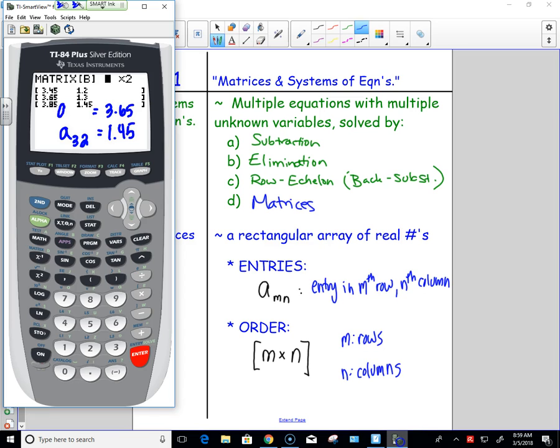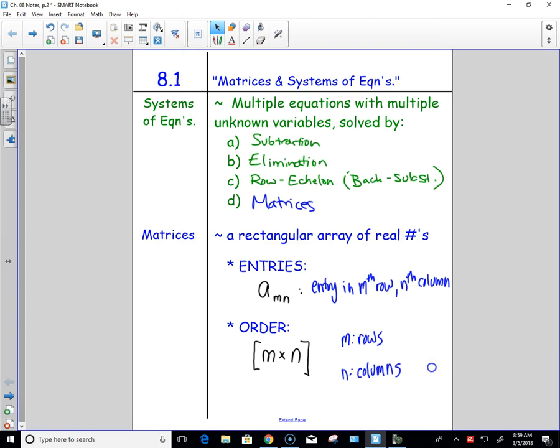A, 2. Does that make sense? 2nd row, 1st column. So you can either be given an actual entry and you go find it, or you're given notation, you go find the entry, or you're given an entry and you write the notation. Good. So M by N means row first and then column. Row first and then column.